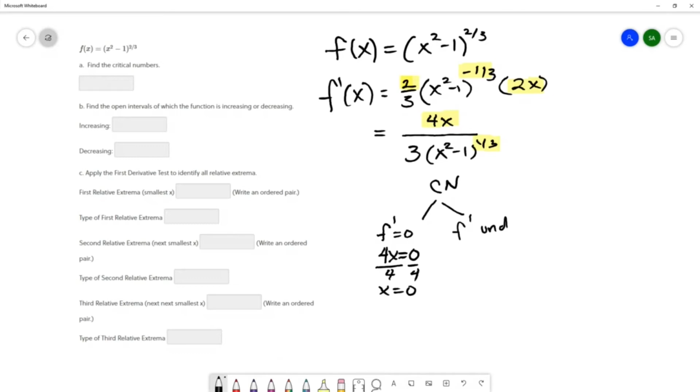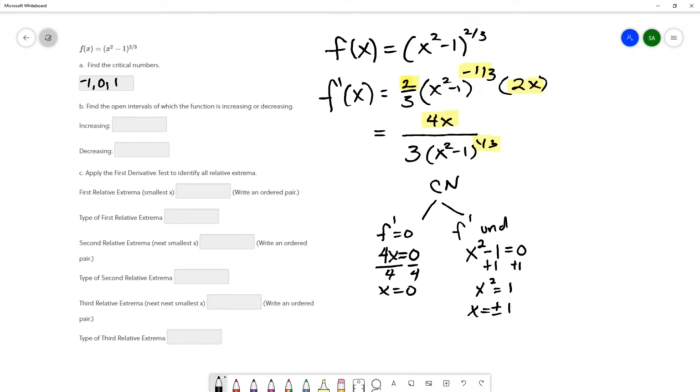Then when we're looking for where the derivative is undefined, this derivative is in fraction form, which means we can't have 0 in the denominator, so we can find where it's undefined by setting the denominator equal to 0. Once again, I can take a shortcut by just setting this factor equal to 0. I'll add 1 to both sides. x squared equals 1. If I square root both sides, I get x equals plus or minus 1. So I have critical numbers of -1, 0, and 1.